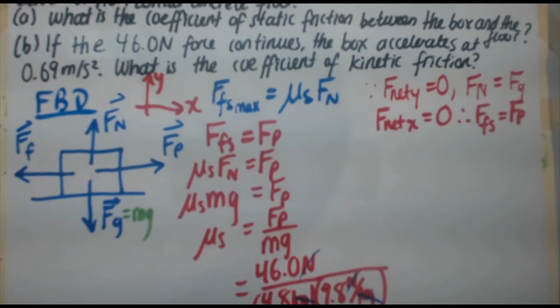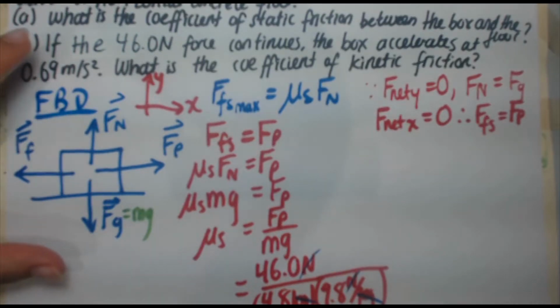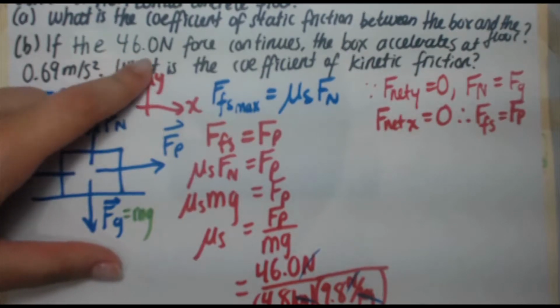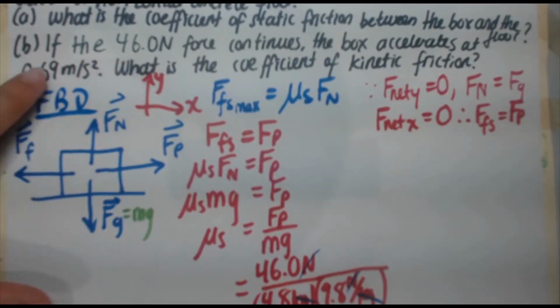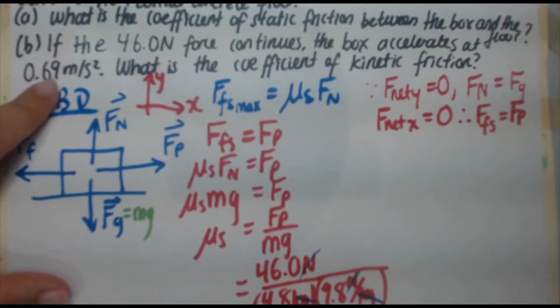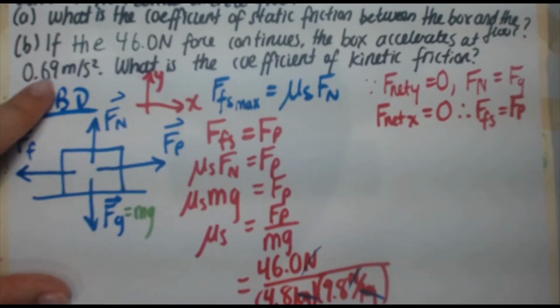Once you push and push on a heavy object and it finally starts to move, it starts moving fast. You don't have to apply the same force just to keep it going at a constant speed. But here, they're continuing with that 46 Newton force. And that's why the box is getting faster and faster. It's accelerating at 0.69 meters per second squared.